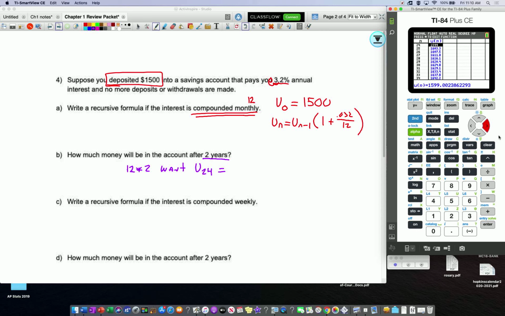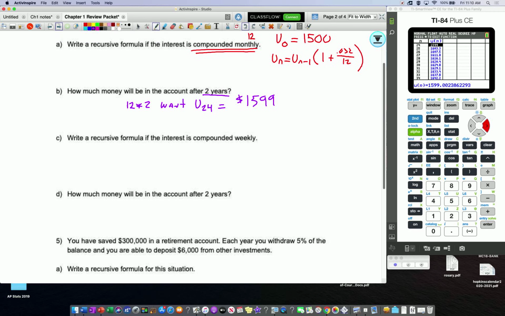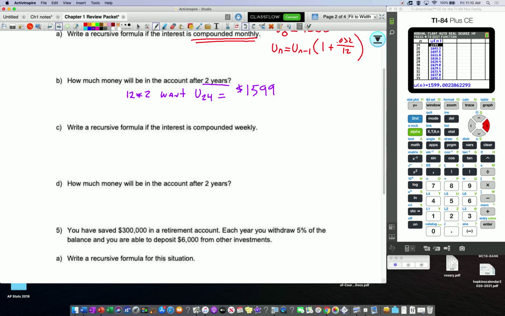Highlight 24, and look at that. I have $1,599. Wow, I've almost made $100 in 2 years in interest. That's kind of nice. Okay. All right. C says, write a recursive formula if the interest is compounded weekly.